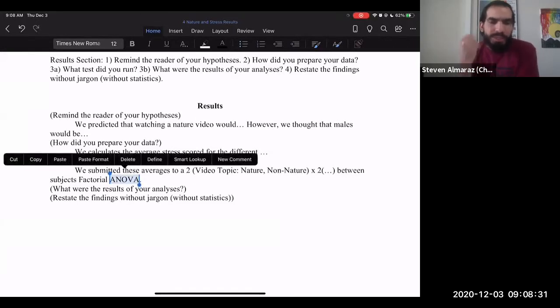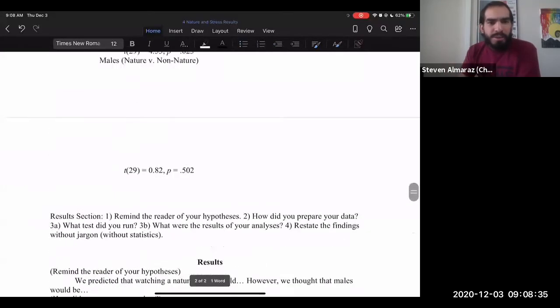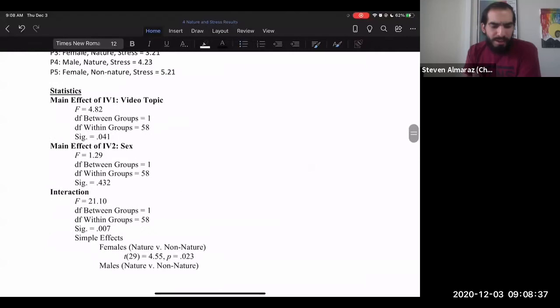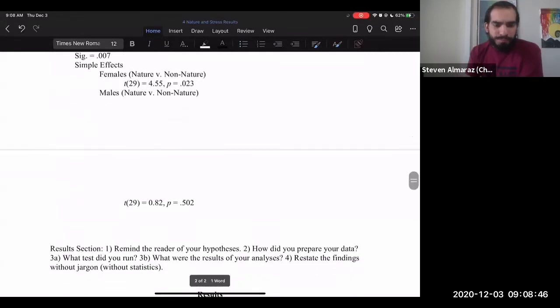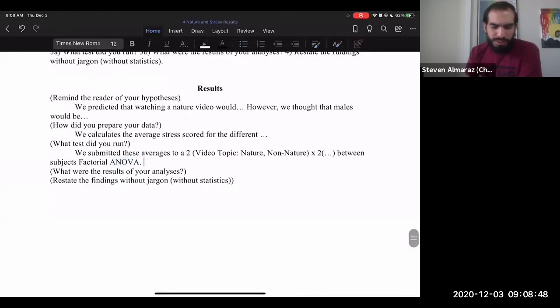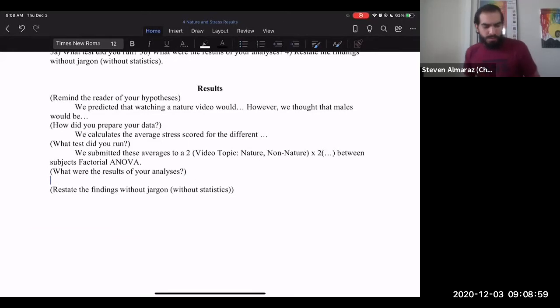ANOVA really just means an F test, all right? In your results sections, the F here comes from you running an ANOVA. So we only get F tests if somebody runs an ANOVA. So we submitted these averages to a 2 by 2 between subjects factorial ANOVA. That's basically it right there. We're almost done.